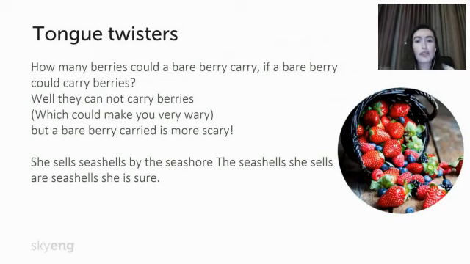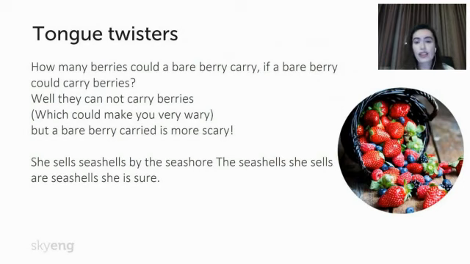How many berries could a bearberry carry if a bearberry could carry berries? Well, they cannot carry berries, which could make you very wary. But a bearberry carried is most scary. Yeah, that's hard.